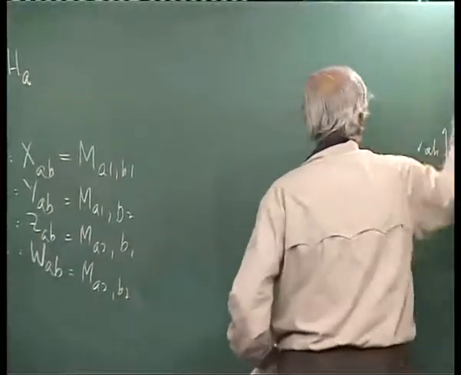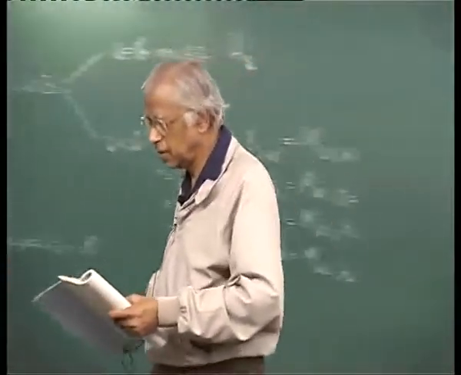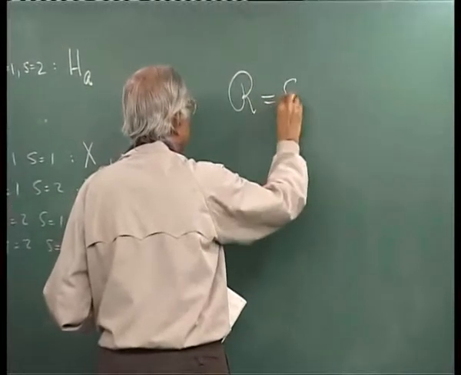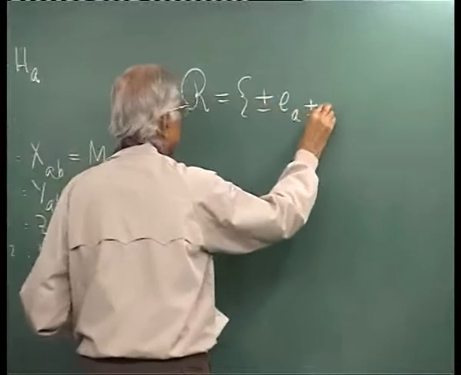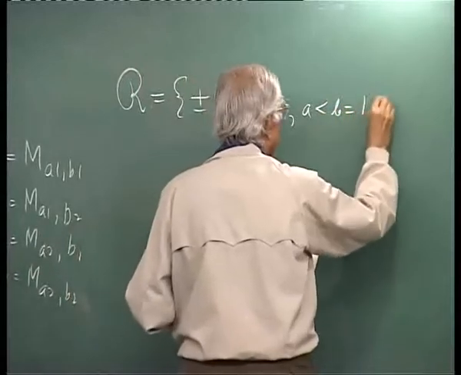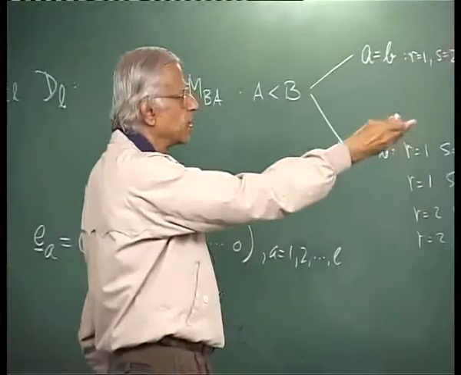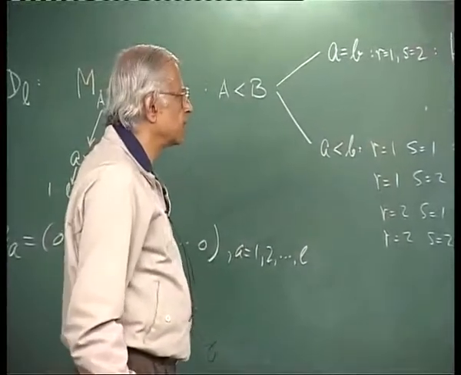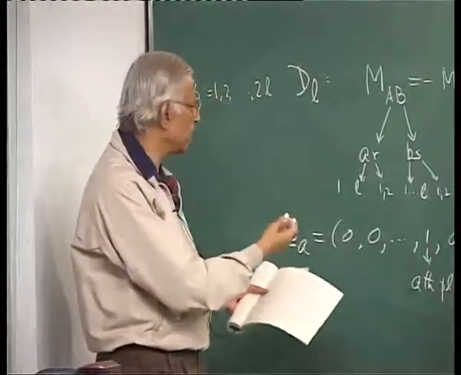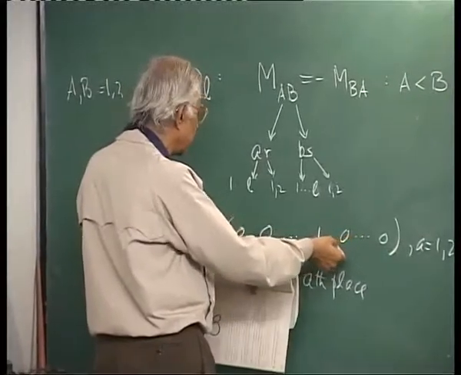If I now write out the set of all roots, you will see that this is exactly what we have achieved. For this group, the set of all roots is plus minus EA, plus minus EB, A less than B equal to 1, 2 to L. This is the set of all possible roots. That is epsilon EA plus epsilon prime EB. So A is strictly less than B. So in L component space, for roots in dimension L, you take a position A and you take a position B which is later than A.